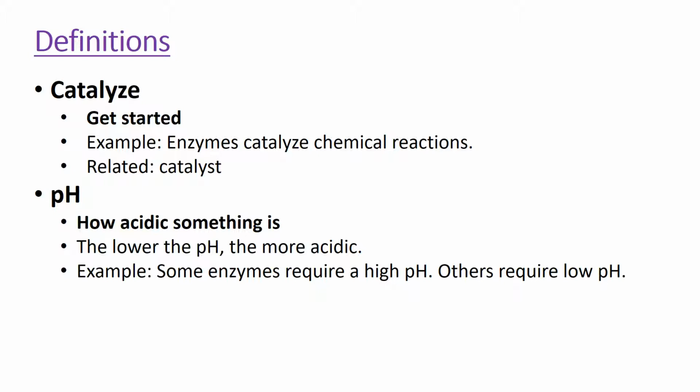pH refers to how acidic something is. And the lower the pH, the more acidic. That's a little counterintuitive, but the lower the pH, the more acidic something is. For example, some enzymes require a high pH and others require a low pH. We might say that the optimal conditions for some enzymes are a high pH and the optimal conditions for other enzymes is a low pH.